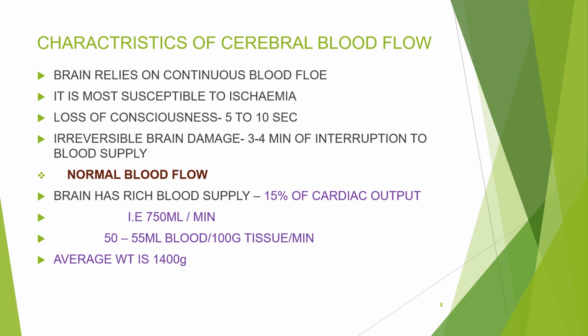So out of the cardiac output, the brain requires 15%. That is 750 ml required per minute. Per 100 grams of tissue, it requires 50 to 55 ml of blood per minute. Average weight of our brain is 1400 grams.